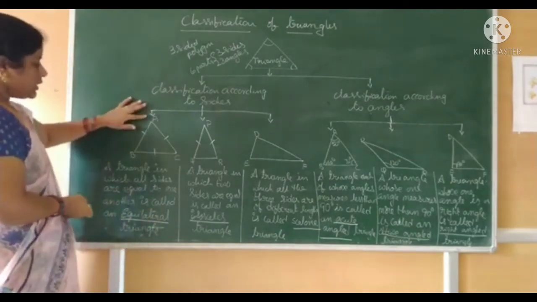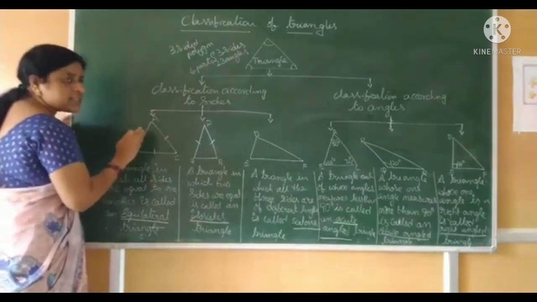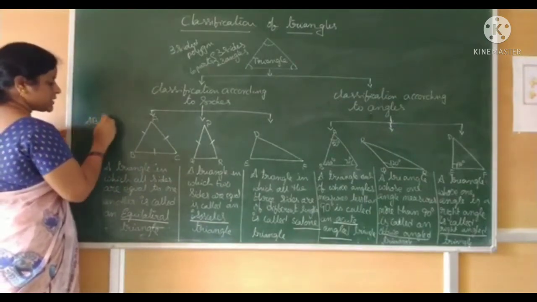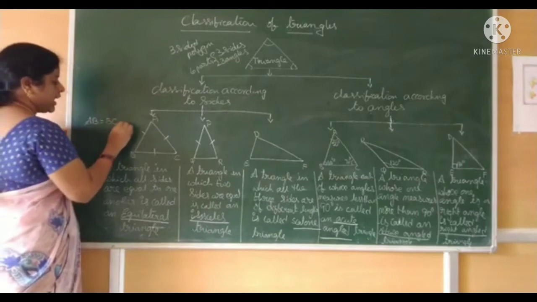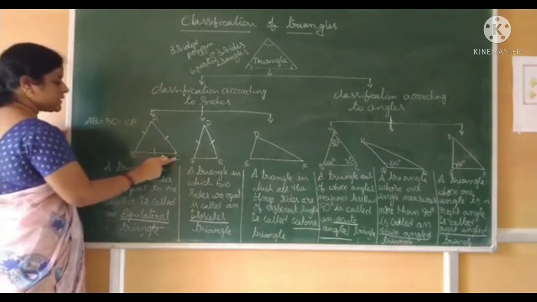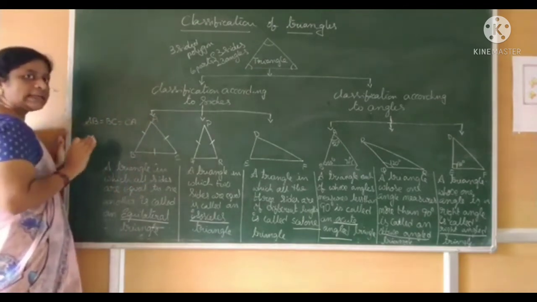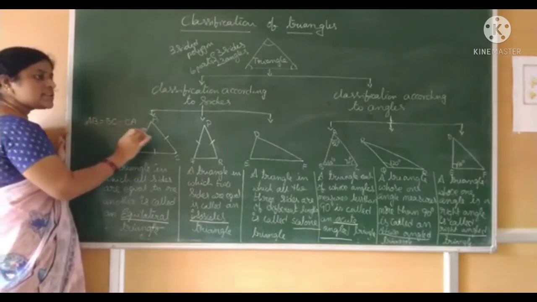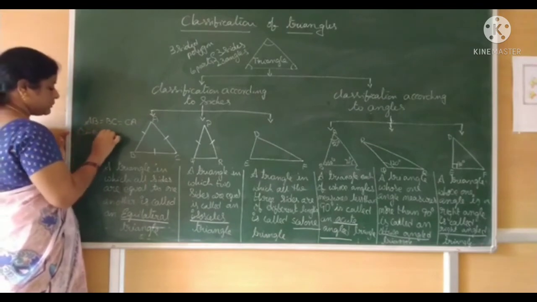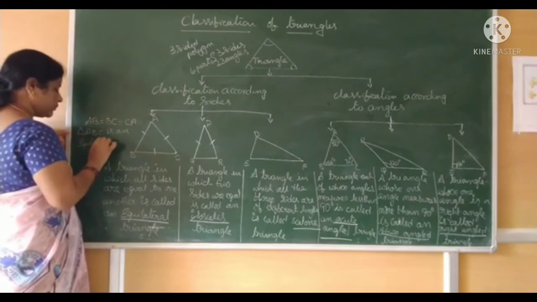See here, triangle ABC. This represents that the sides are equal. AB length is equal to BC length and equal to CA. So AB measurement is equal to BC, and BC measurement is equal to CA. Totally, all the three sides are equal. So that's why triangle ABC is said to be an equilateral triangle.